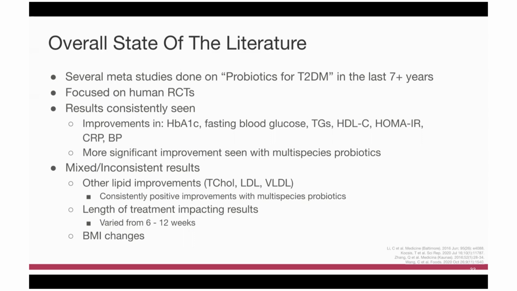Aspects that had inconsistent results, meaning findings in studies were conflicting, with some saying improvement and some saying no improvement, were BMI, total cholesterol, LDL, and VLDL. The length of the treatment and whether they used a single species probiotic seemed to be largely related to these mixed results.